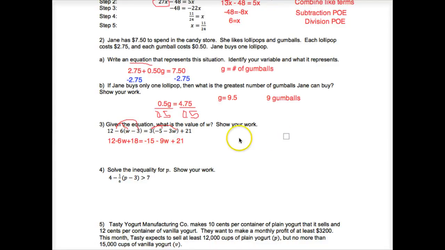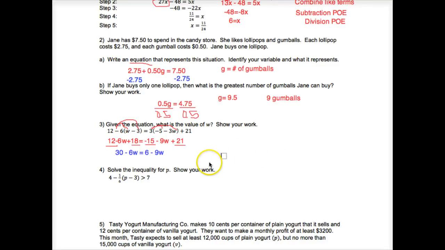So my left and right sides are still not completely simplified because I have like terms that I need to combine. So I've got 12 and 18 on the left side of the equation that need to be combined. And then on the right side of the equation, I've got -15 and positive 21. So that's going to be my next step, is I'm going to actually combine those like terms. So the 12 plus the 18 gives me 30. So I've got 30 minus 6W on the left, and then on the right side, -15 plus 21 gives me a positive 6, so I have 6 minus 9W.